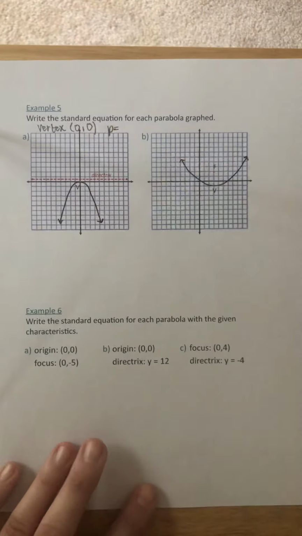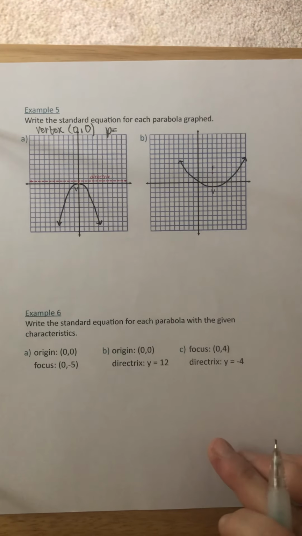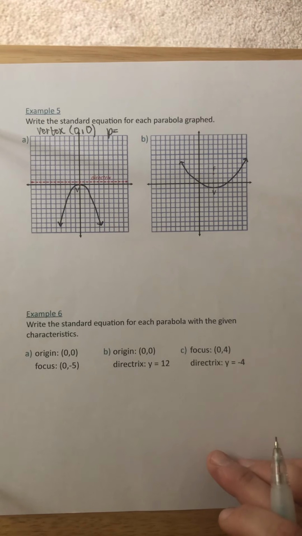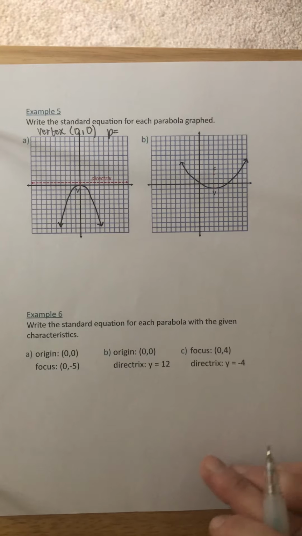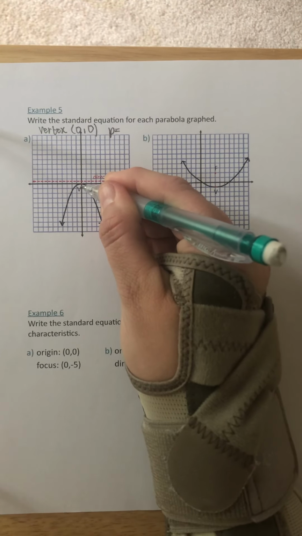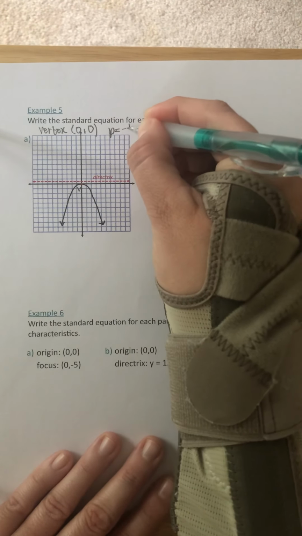All right, so remember P is the distance from the vertex to the focus. It's also the distance from the vertex to the directrix. Now in this particular picture, we don't even see the focus at all, but we do see the directrix. It is a half a space above it. Well, what would that mean for the focus? That would mean that the focus would be half a space below it. And so that means that P is going to be -1/2.